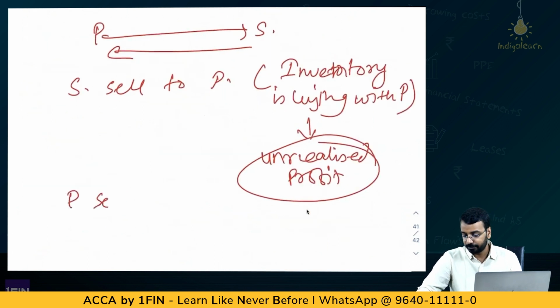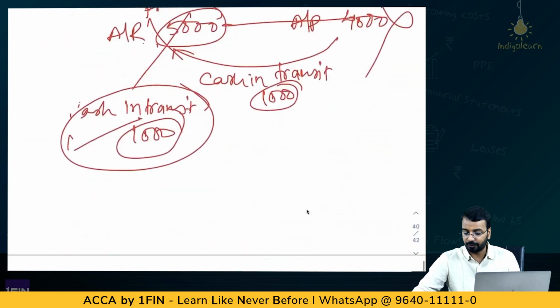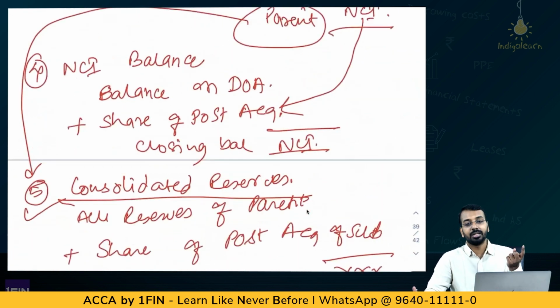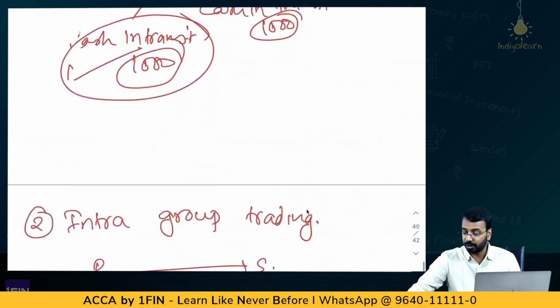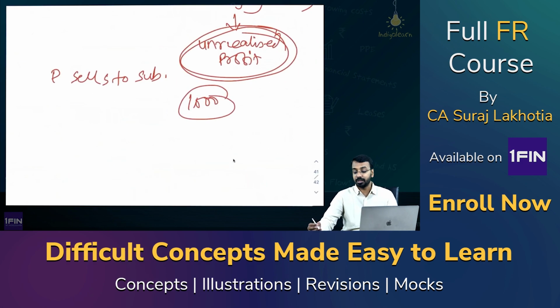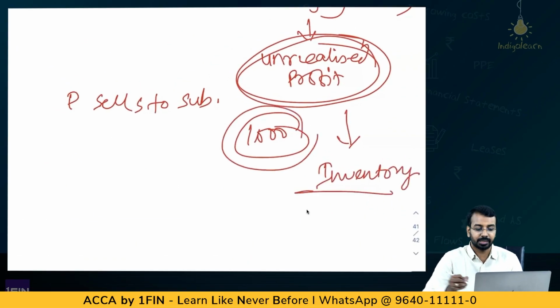If parent sells, then also you will calculate unrealized profit. That unrealized profit will be adjusted in the consolidated reserves. So, if the subsidiary sells, you will adjust it from the reserves of the subsidiary. If the parent sells, you will adjust it from the reserves of the parent. That is what you will do with respect to provision for unrealized profit. Now, because there is a provision for unrealized profit, let us say 1000, by 1000 you will reduce the reserves. You will also reduce the inventory. Inventory also has to be reduced to the extent of 1000, which is the provision for unrealized profit.